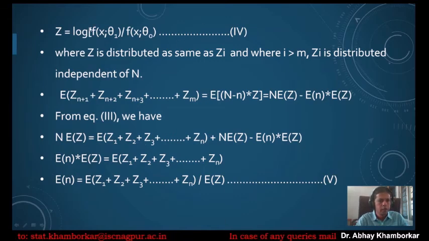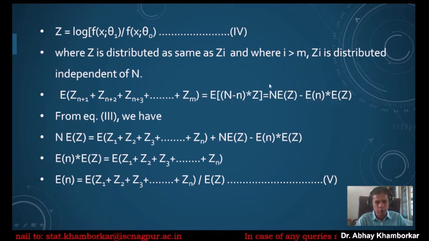Now we also know that z, which is equal to log of f of x theta 1 divided by f of x theta 0, is distributed similar to zi, where i is greater than n, and zi is distributed independent of n. Naturally, if we write the expectation of zn plus 1 plus zn plus 2 so on up to zm, that value will be equal to expectation of m minus n into expectation of z, which is equal to m into expectation of z minus expectation of n into expectation of z.